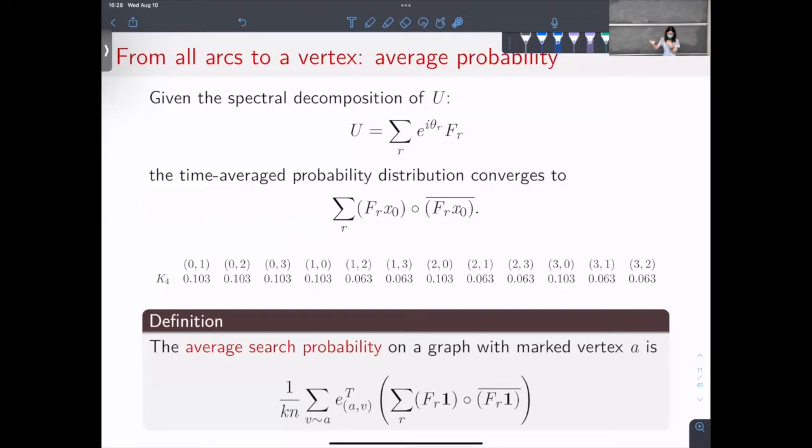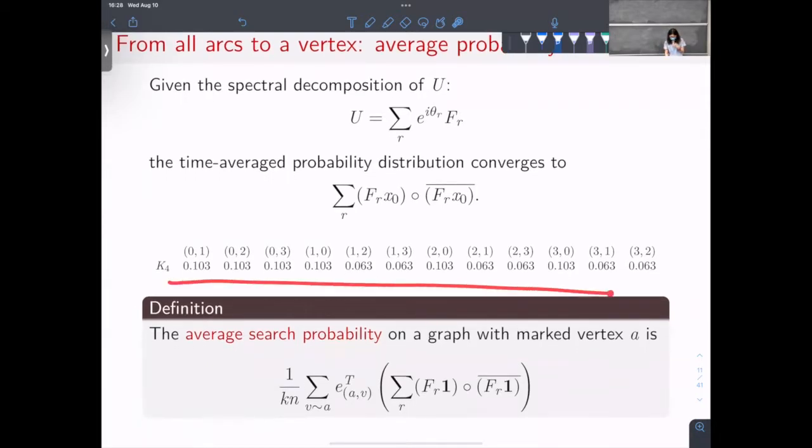Simply calculate Fr and then hit it with the initial state. Take the inner product with the conjugate, finally sum over all the eigenvalues. So you can ask the computer to do that for Kn. This is the average distribution for K4.